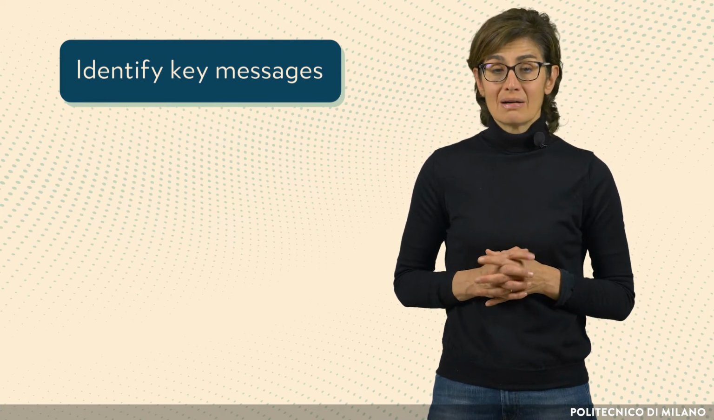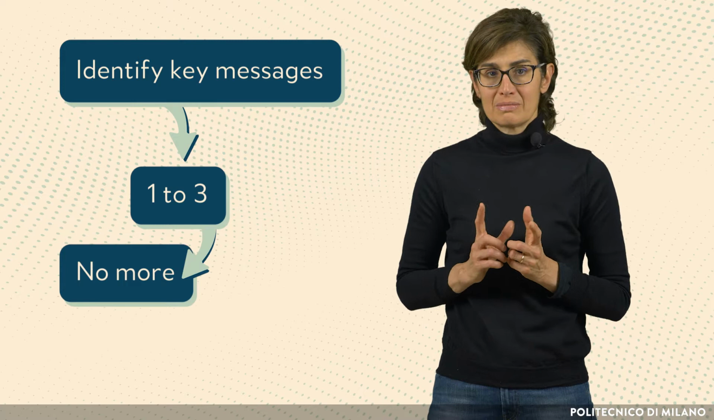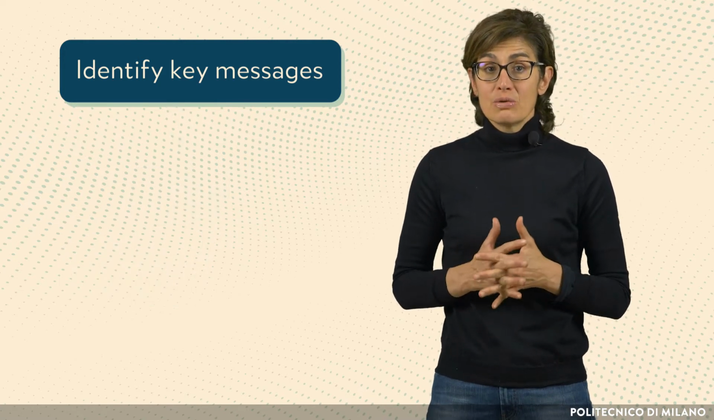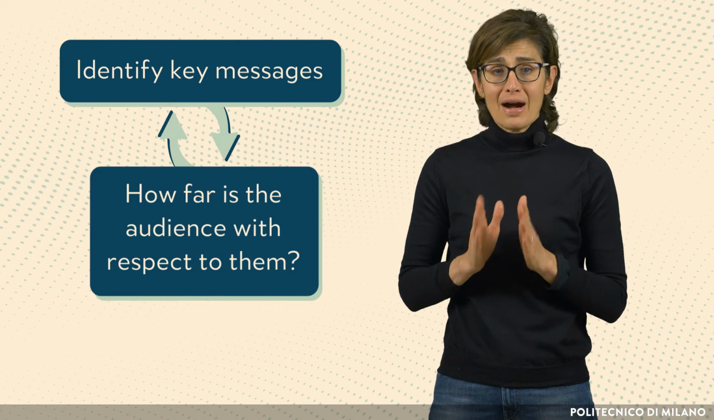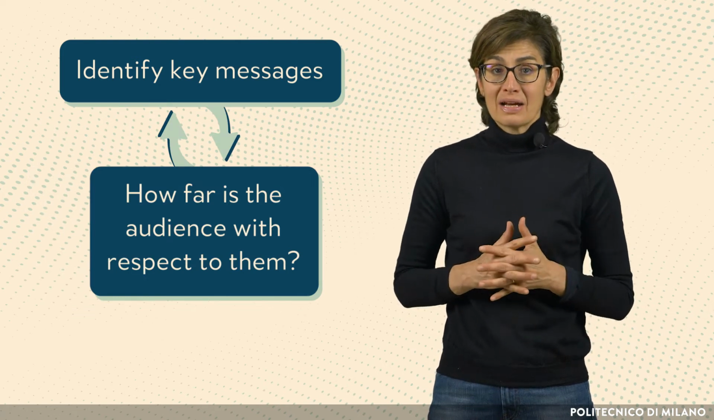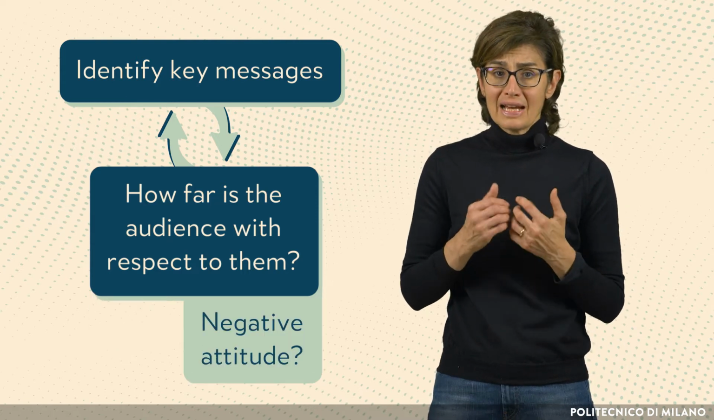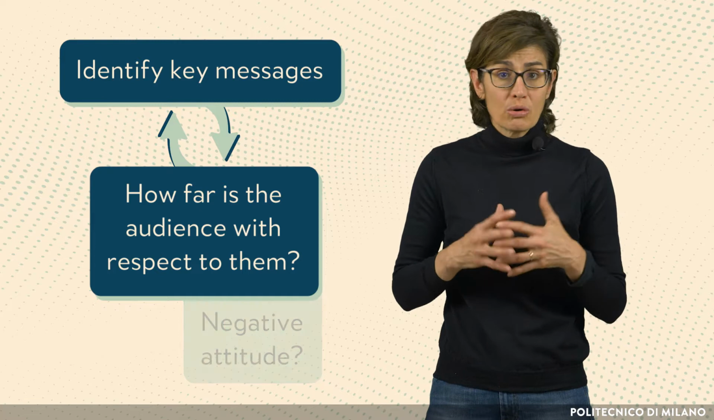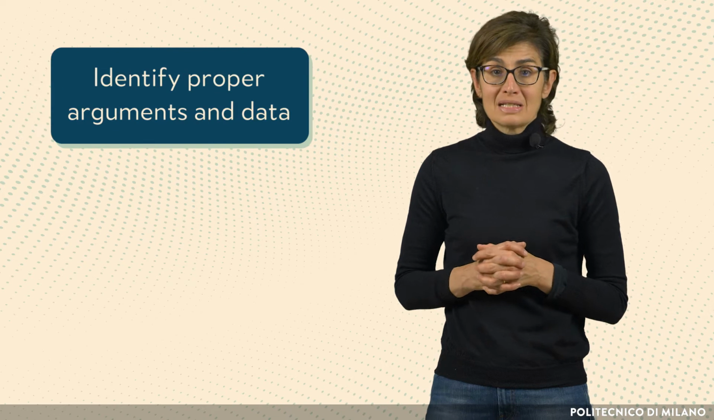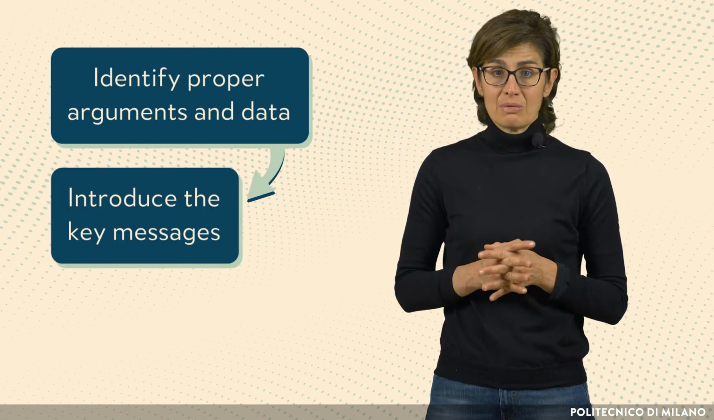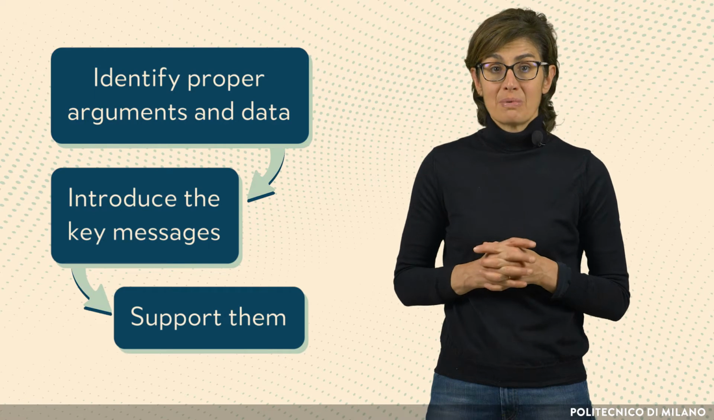They usually are 1, 2, 3, no more. Second, it is useful to ask ourselves how far the audience is with respect to them. Is the audience already in line, or does it have a negative attitude towards them, or neutral? Third, we have to identify the proper arguments and data to not only introduce our key messages, but also to support them properly. We can see here an example of table that can be used to brainstorm about key messages.